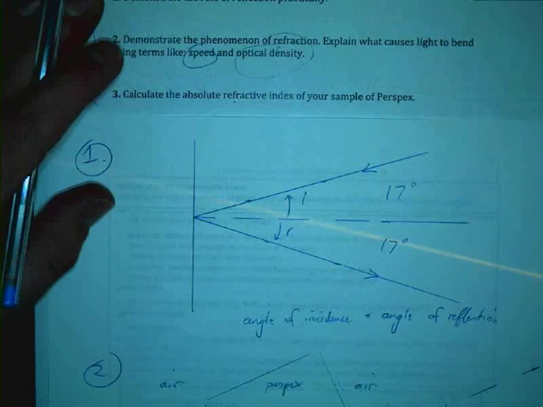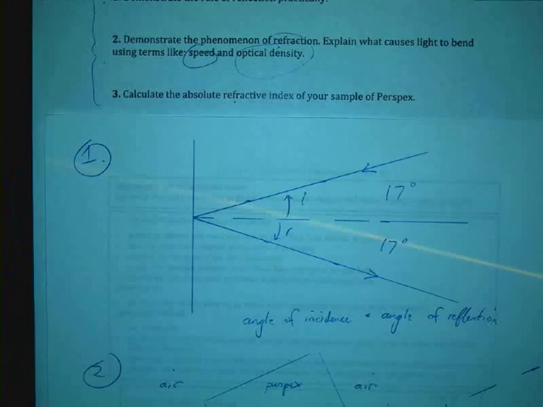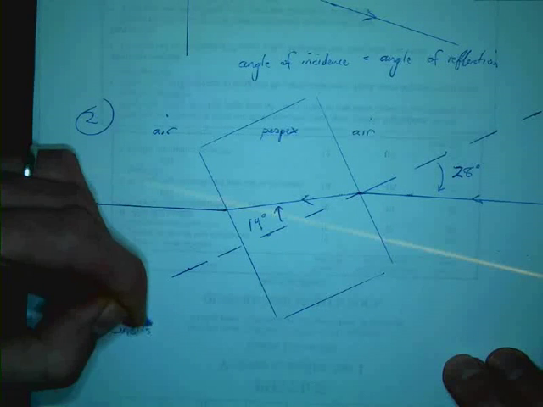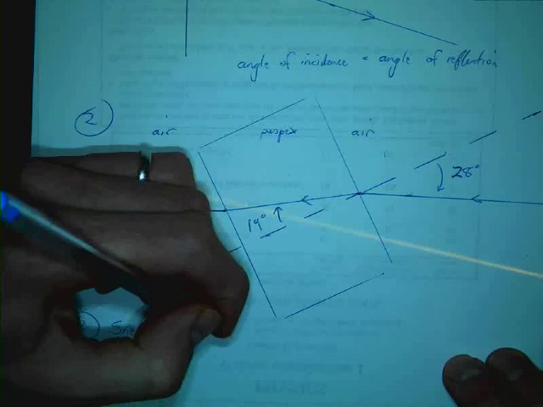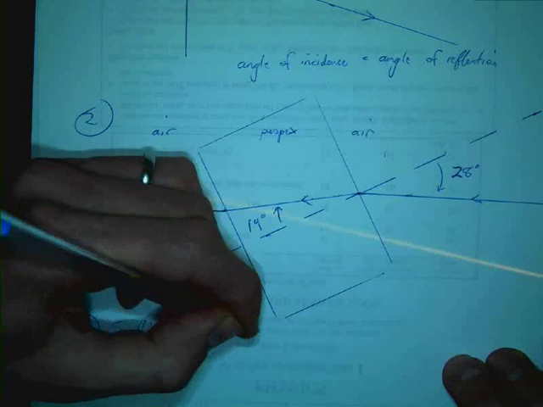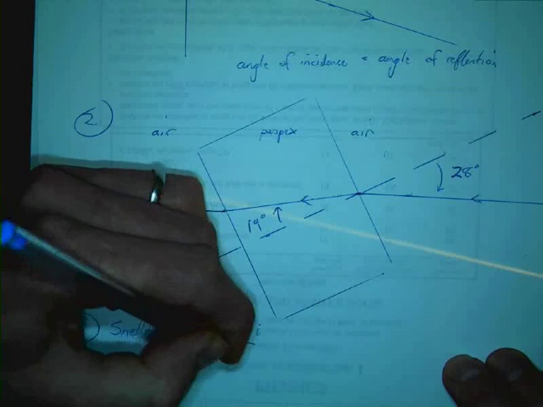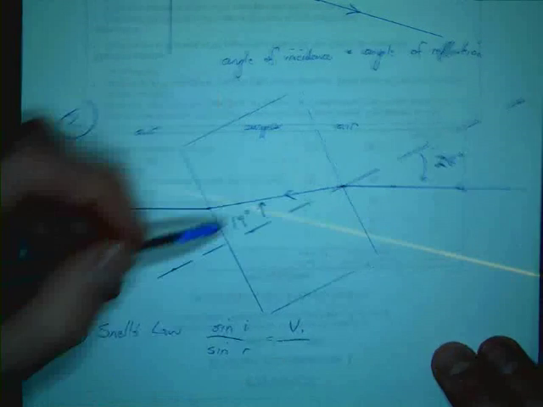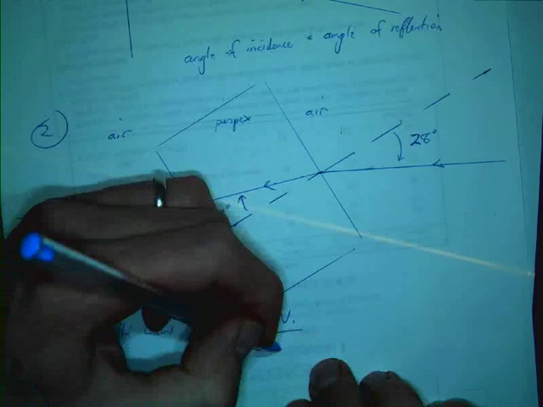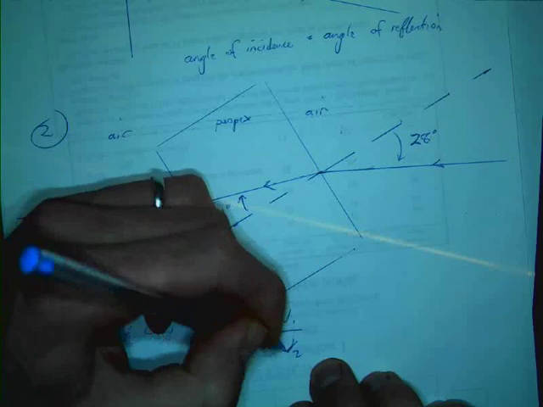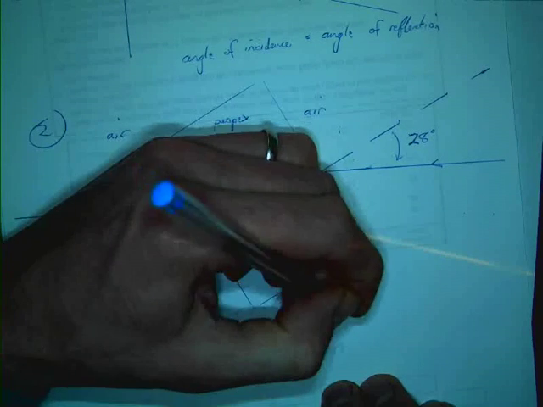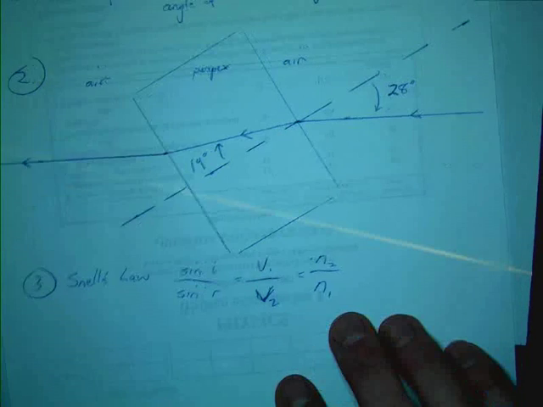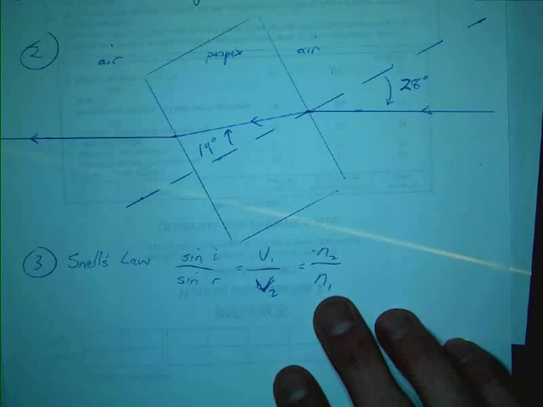Number 3, calculate the absolute refractive index of your sample of perspex. Okay, so we're going to need to use Snell's law here. And Snell's law says that the sine of the angle of incidence divided by the sine of the angle of refraction is equal to the speed of light in the first medium divided by the speed of light in the second medium, velocity 1, velocity 2. It's also equal to the absolute refractive index of the second medium divided by the absolute refractive index of the first medium.